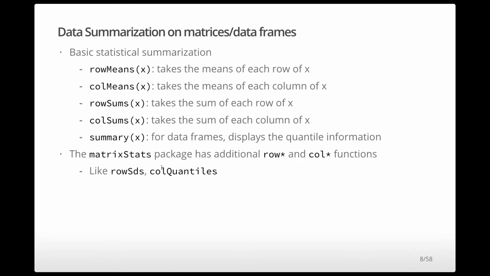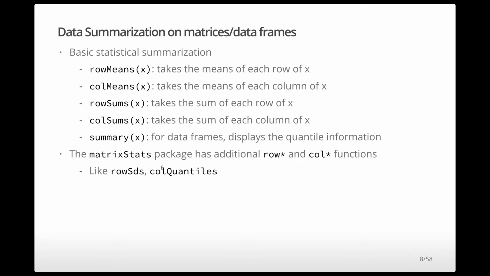Column sums and row sums are really useful when we start talking about testing for whether something's missing or not, right? So there's a function we'll talk about, is.na. Is it missing? And if it is missing, it'll come up true. If it's not missing, it'll come up false. So then by doing the row sums or the column sums, you can calculate the number of missing observations in that row or the number of missing observations in those columns.